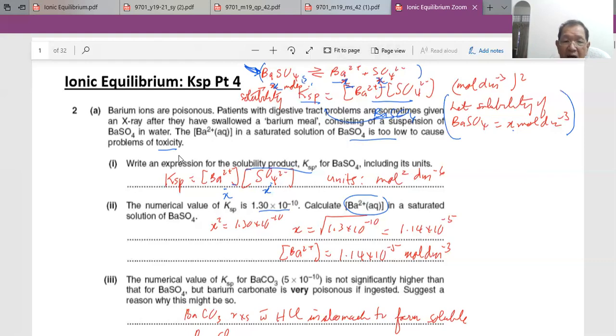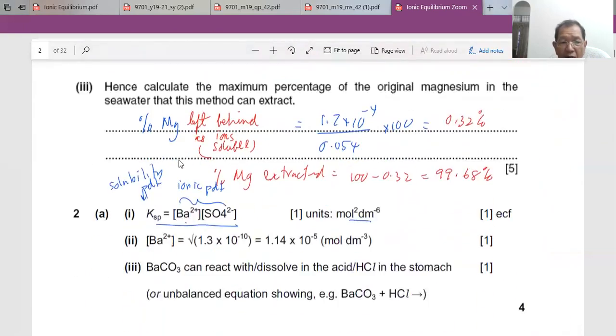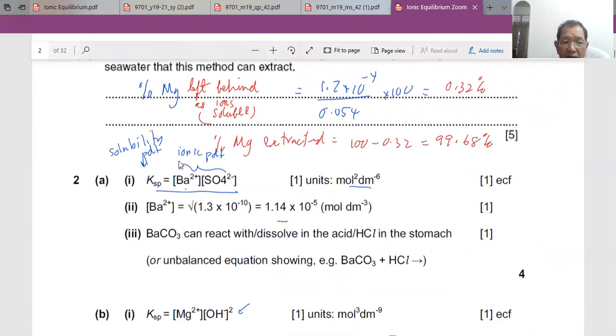So you put here, all right. I just skip one page here. So the Ksp is 1.3 times 10 to the power minus 10, which equals X times X. So X squared is this. Take the square root, that is the answer. Simple, isn't it? So 1.14, 1.14 times 10 to the power minus 5, square root, moles per dm cubed. Always put the units even though the bracket is here, because you got it already, but don't care.